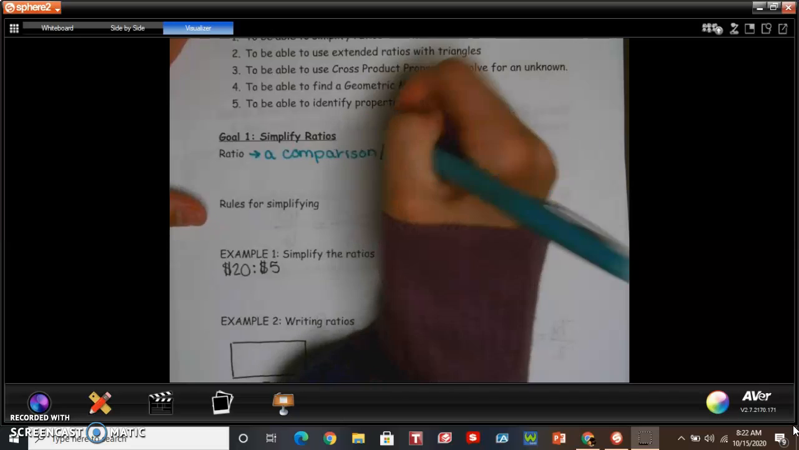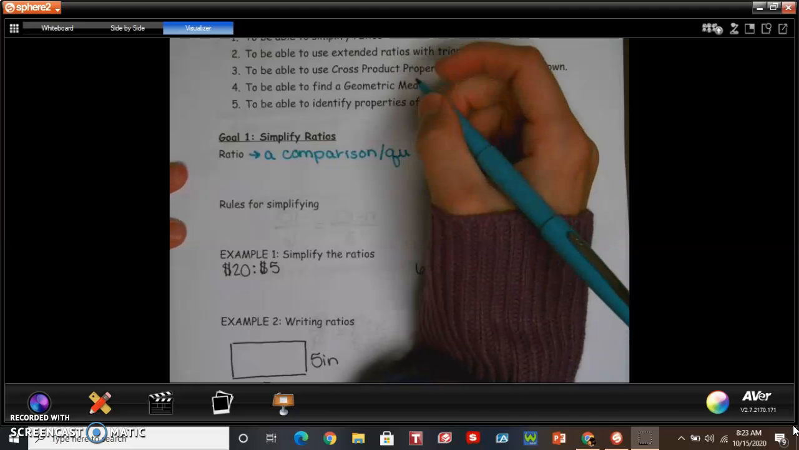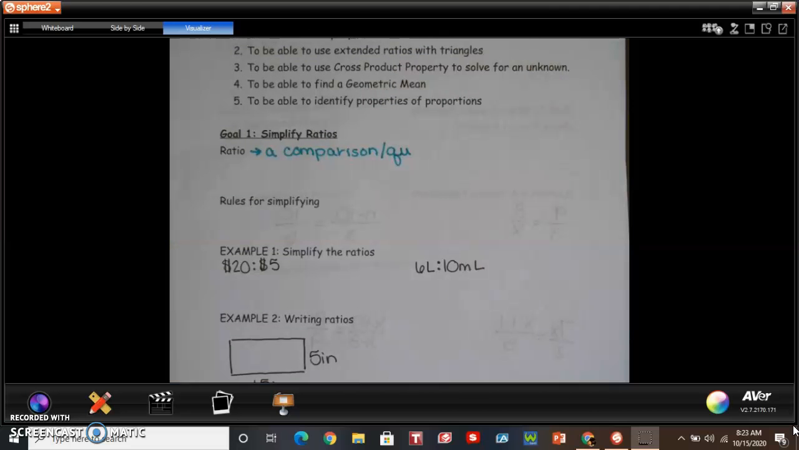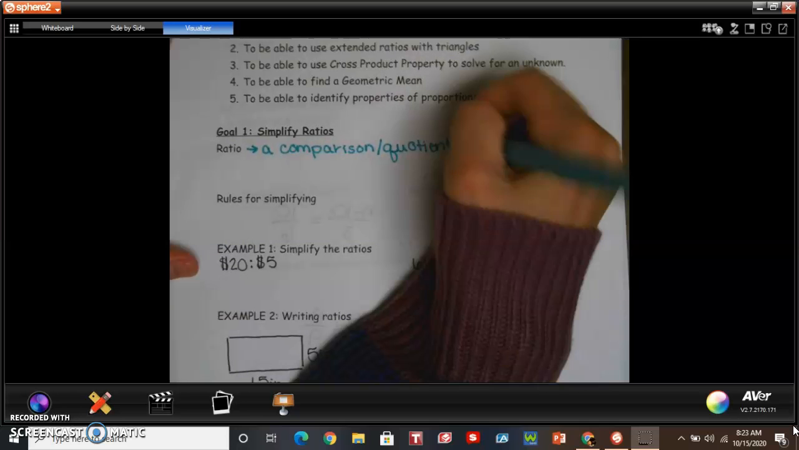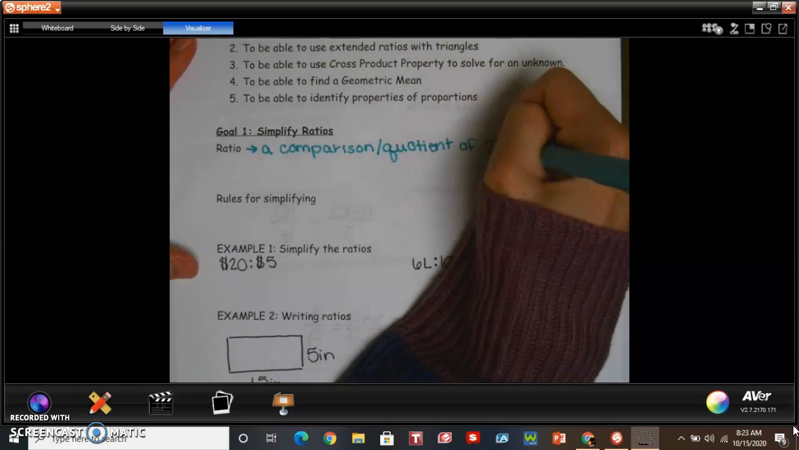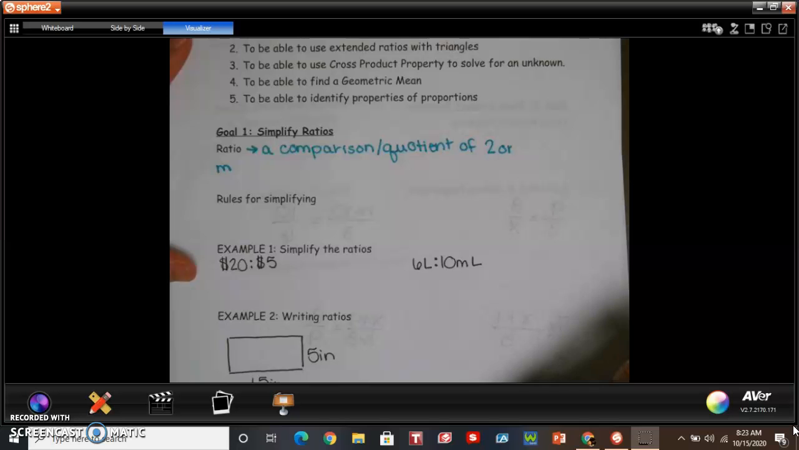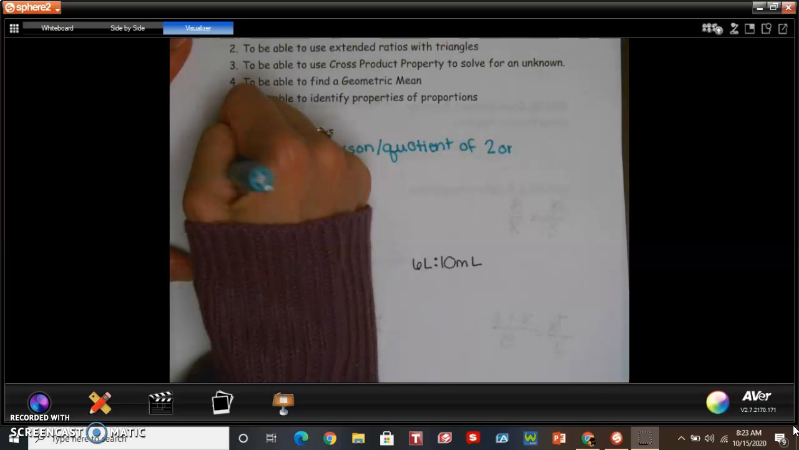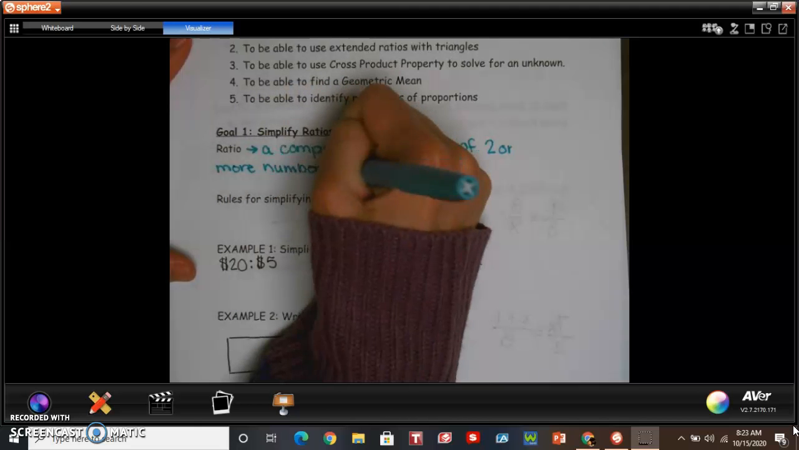Or it can also be known as a quotient of 2 numbers. Or a quotient of 2 or more, because in geometry we can have more than 2. 2 or more numbers or quantities.